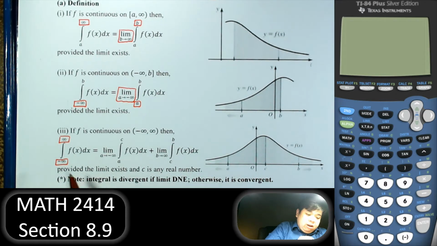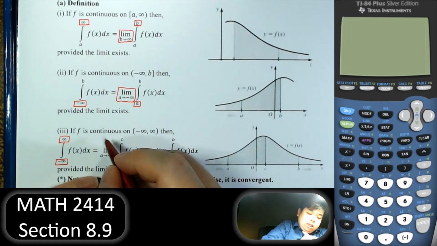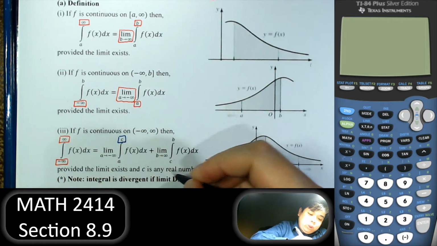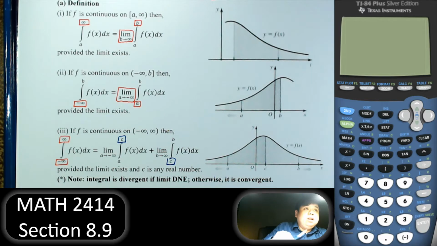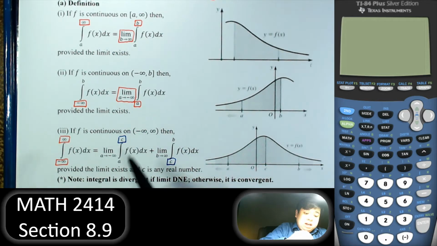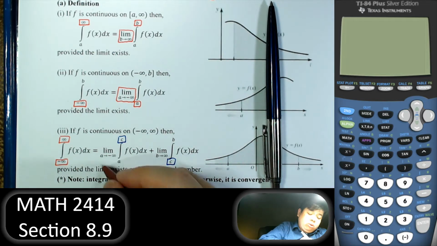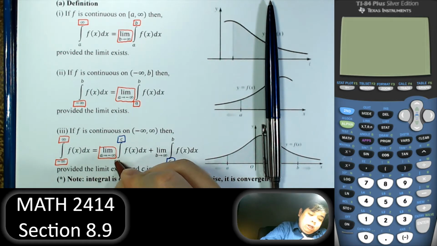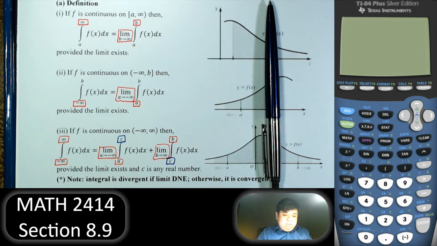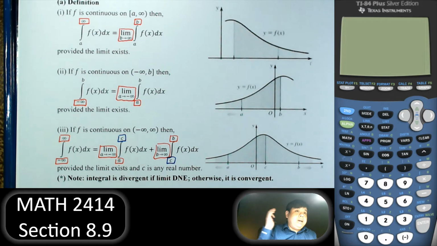And when we have both negative infinity and infinity, we have to split at a c, any number in between. Pretty much any number will do. And then we will have both the lower limit and the upper limit for that. So if it is infinity, replace it with the number, then take the limit, and then we just integrate.